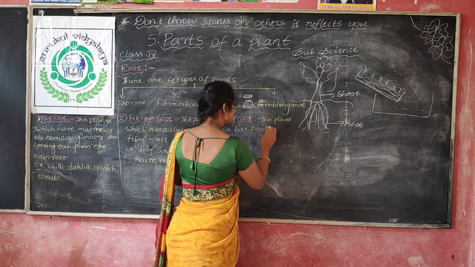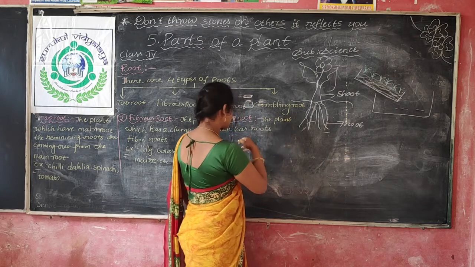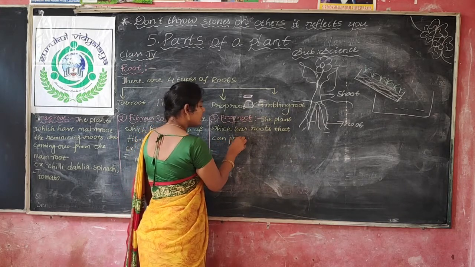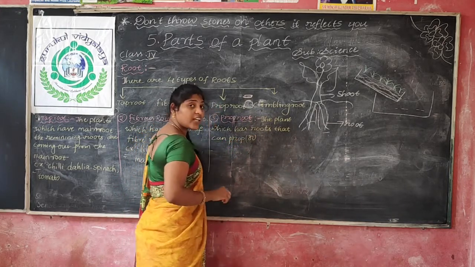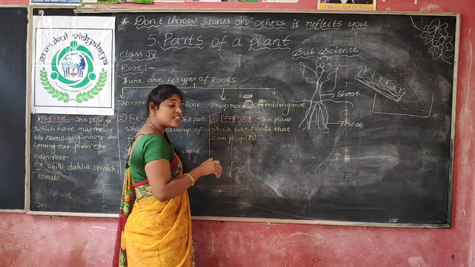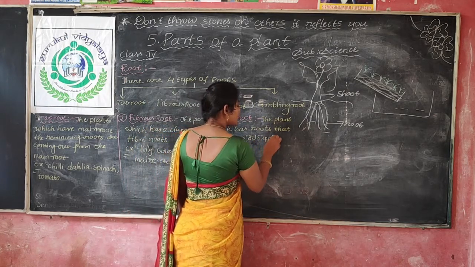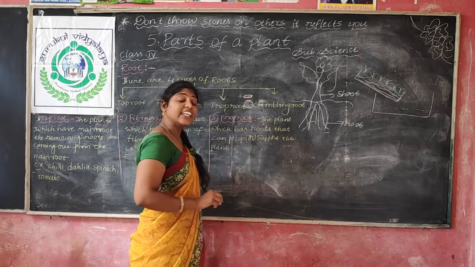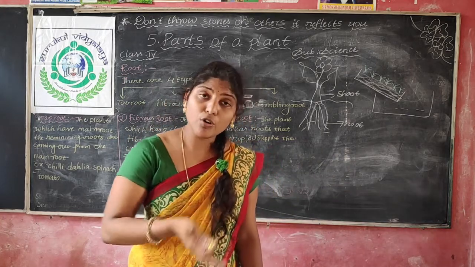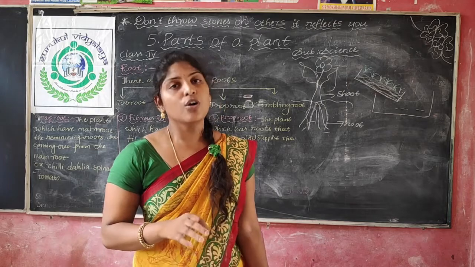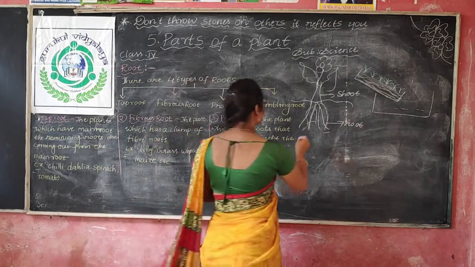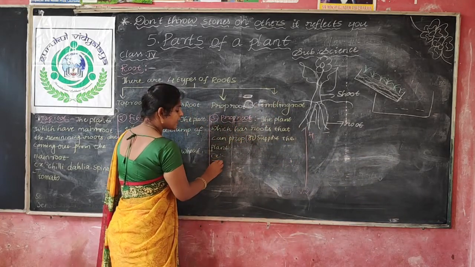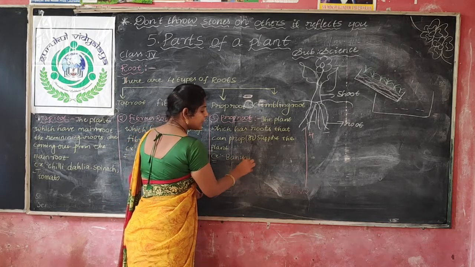Prop root means the plant has roots that can prop, or support, the plant. And from those roots, new plants can also grow. And the example here is the banyan tree.